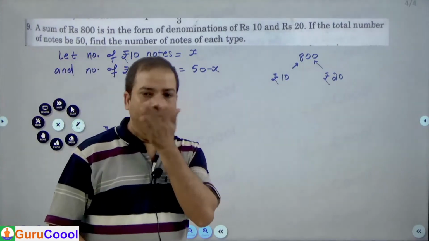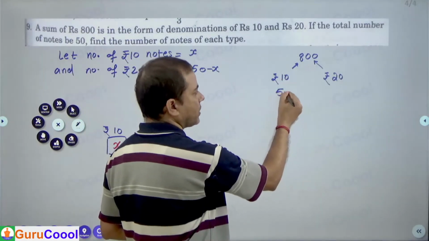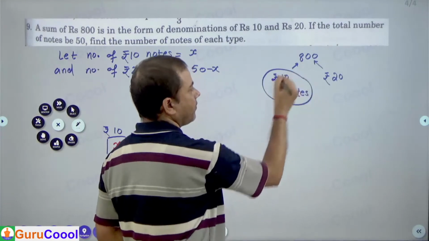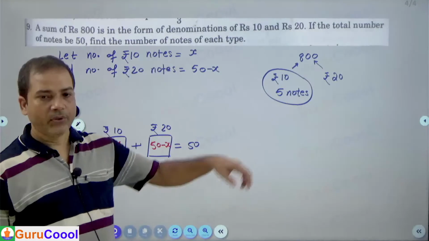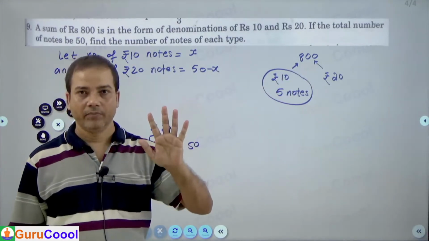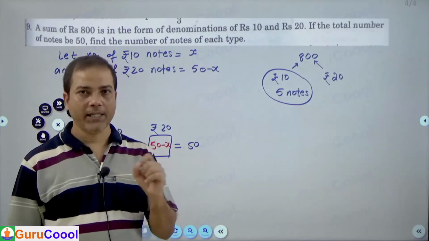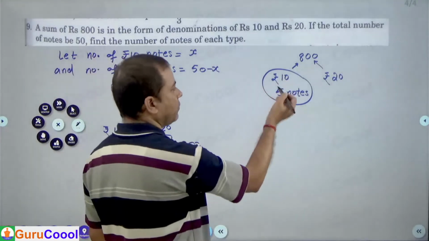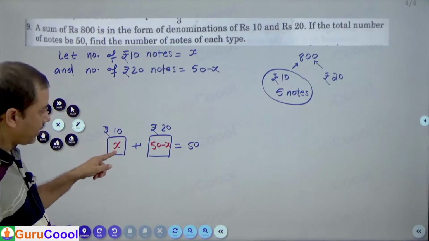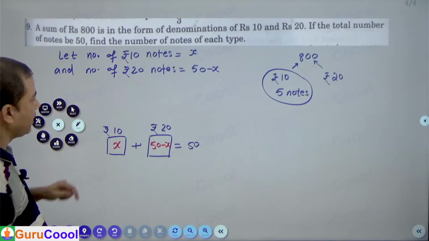Now tell me, if you have 10 rupee notes, 5 notes, how much money will it be? You will multiply, right? Yes, you will multiply 10 into 5. Similarly, you have 10 rupee notes, how many? x. So you will multiply for the total money. Total money is 10 into x.